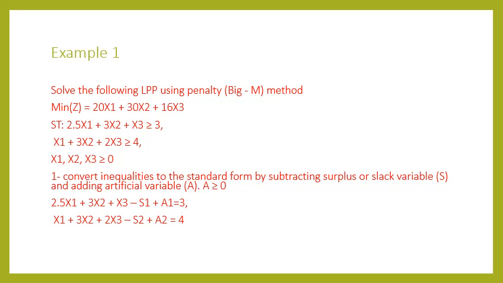Then 1, 3, 2, negative 1, positive 1 are the coefficients of the second constraint, and 4 is the constant here. Let's see the next slide.